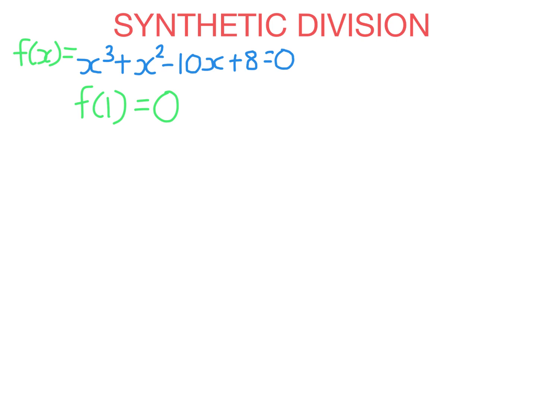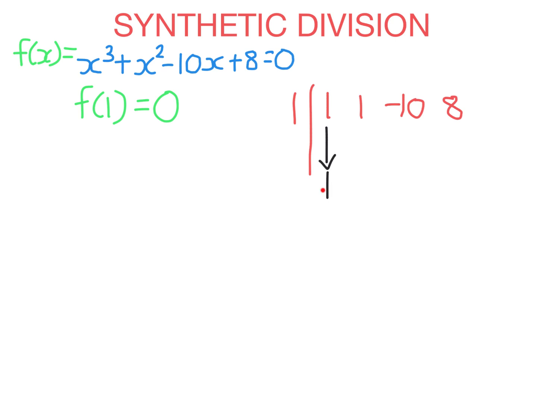For synthetic division, you use the root. We write it here, that's 1. And what we do is we write the coefficients of the original polynomial. So they are 1x cubed, 1x squared, negative 10x, and 8. People often find synthetic division much easier because you don't have to write all the x's. So we first bring down this first term, 1.